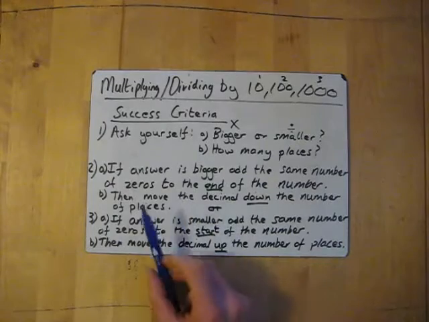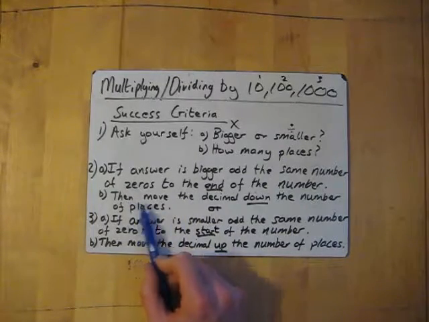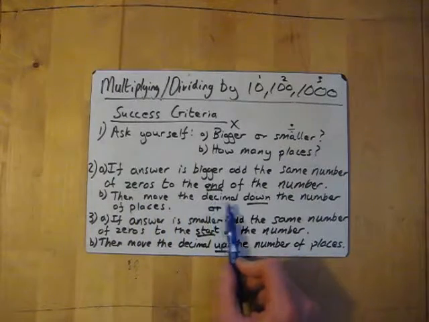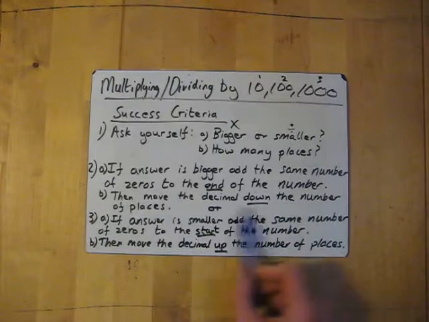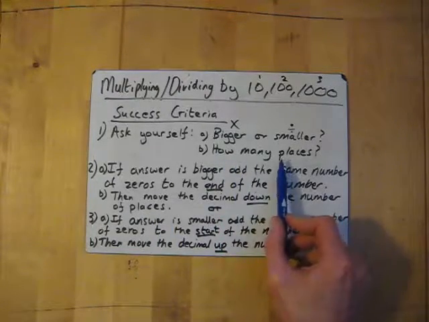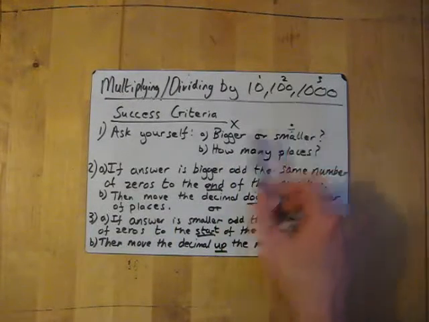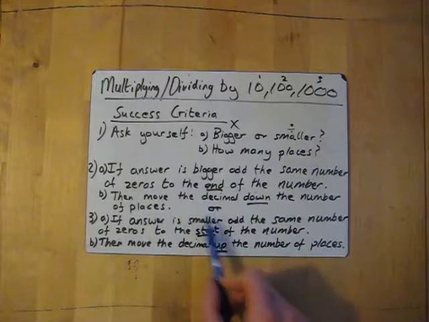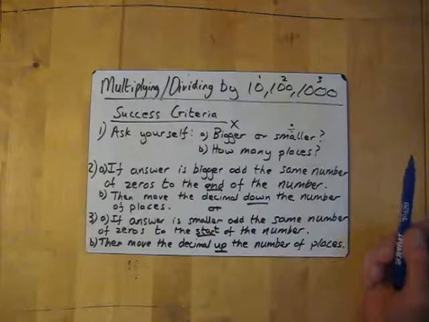Then after you do that, what you're going to do is move the decimal point down the number of places. So if it was 2 places, you move the decimal point down 2 places, and then that gives you the answer.